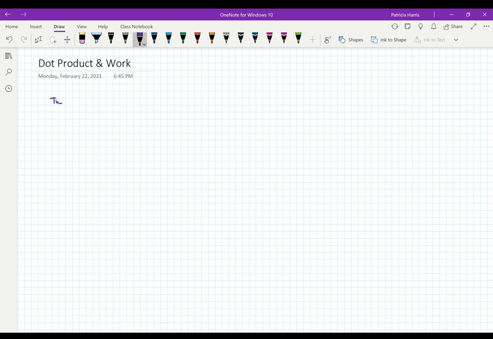So the dot product has an operator symbol, just simply looks like a dot. Okay, so algebraically, if I dot product two vectors u and v, we're going to let u be the vector in component form a, b, and then let v be c, d in component form. If I want to find the dot product, I'm going to write it out like this.